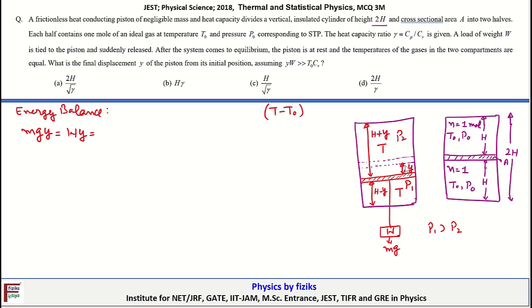For the gas in the lower compartment, the change in energy, let's call that U1, is equal to n Cv delta T. That is equal to 1 into Cv into T minus T naught. That's the change in internal energy in the lower compartment. Similarly, the change in internal energy in the upper compartment is n into Cv, the final temperature minus the initial temperature. So the total change in internal energy is U1 plus U2.